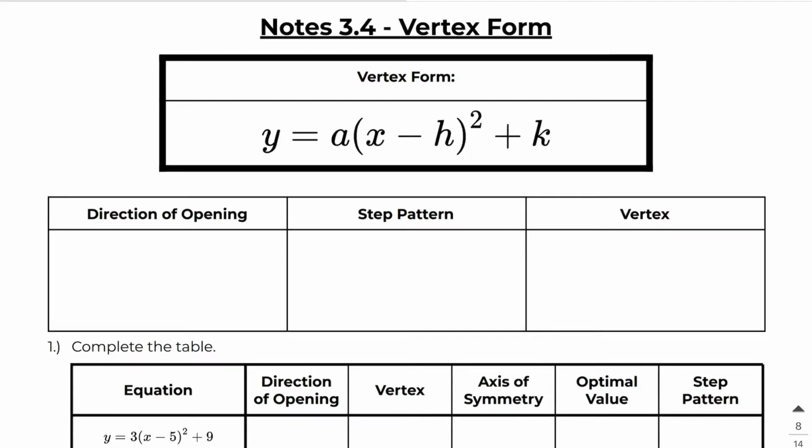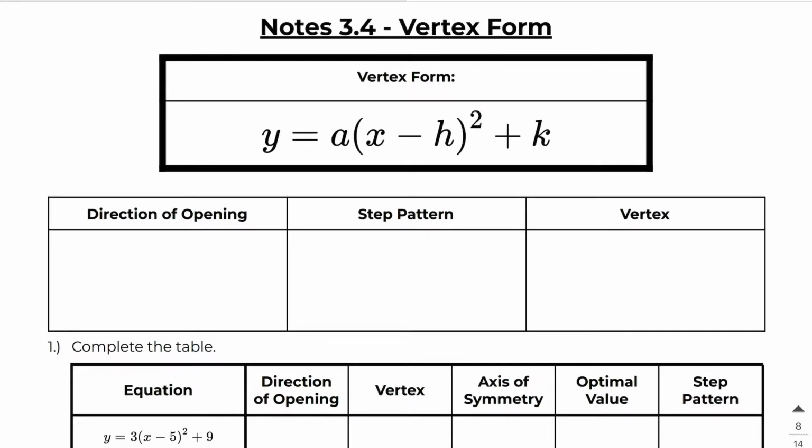Hi people, notes 3.4 are on Vertex Form. Vertex Form is based on everything that we've done here with our transformations of parabolas or quadratic relations. There's a little bit of background knowledge that I'm assuming that you have since we did this together. If you're confused about anything, just write it down on the side and let me know, okay?